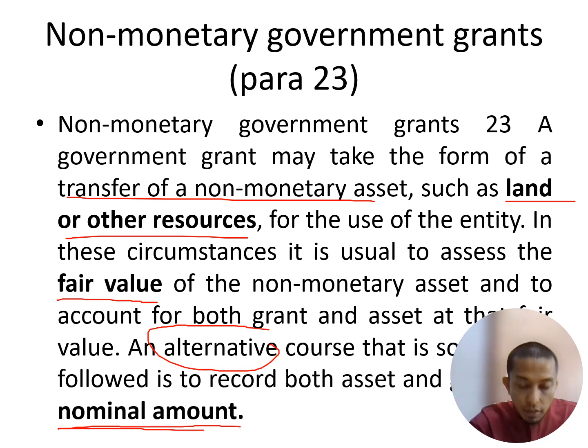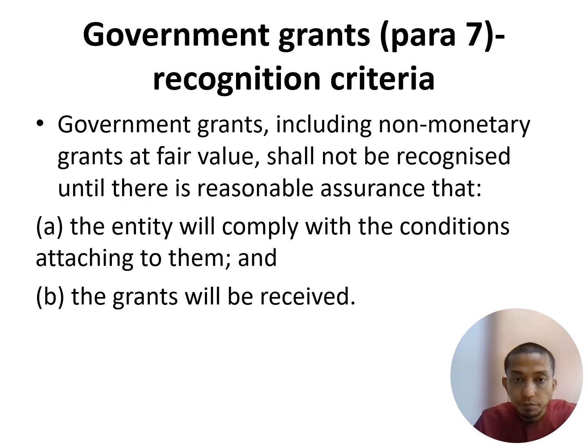For example, even though you are going to receive land for free from the government, in order to acquire that land you need to incur costs, like lawyer fees or legal fees. So that cost is considered the nominal amount, but the nominal amount is normally lower. That's why normally we go for fair value, because we want to know the current value of that asset.